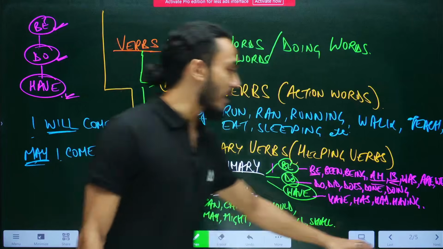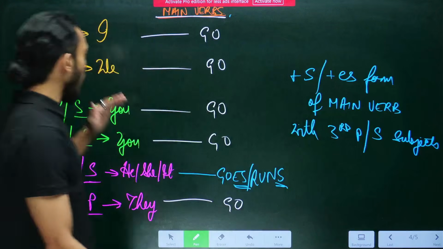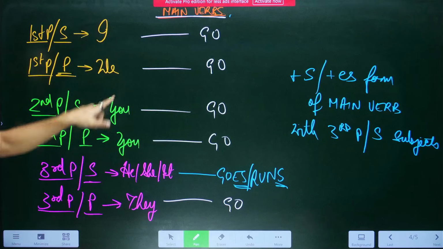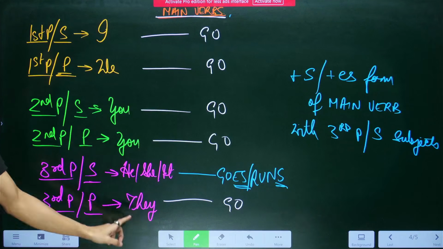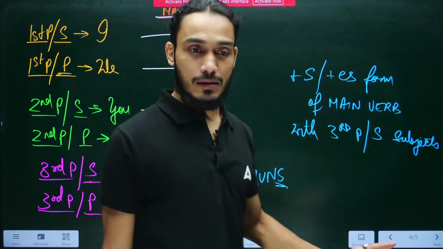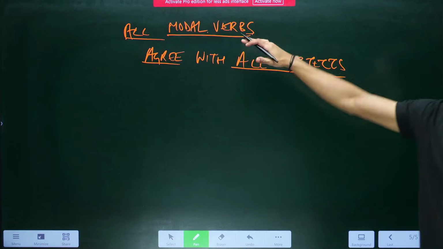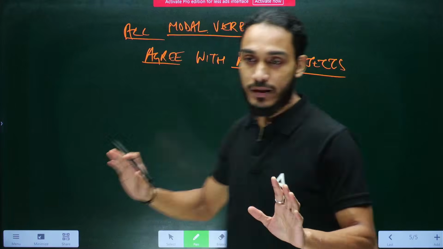I'll take the example of might. You can write might with all of these subjects. I might, we might, you might, he might, she might, they might, right? They agree with all kinds of subjects. So for modal verbs, you don't need to remember any other rule specifically. All modal verbs agree with all subjects. That's all you need to understand.